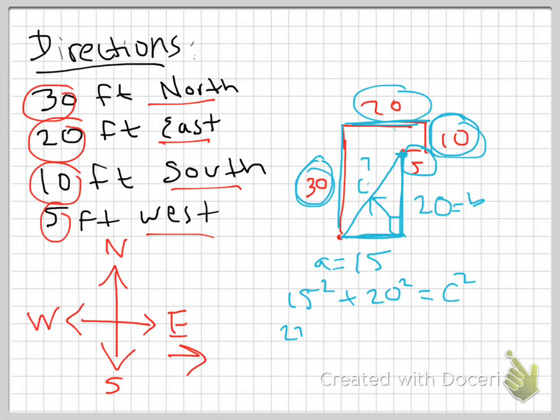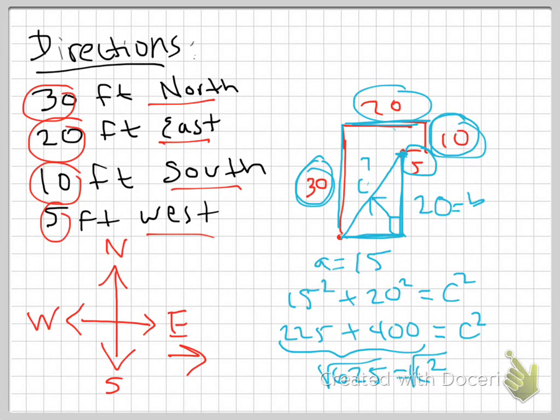15 squared is 225, 20 squared is 400, and C squared is our unknown. 225 plus 400 is 625. Now I know to undo my squaring, I need to square root both sides, and the square root of 625 is equal to 25 feet. So the distance that this person is from the starting point to the ending point is 25 feet.